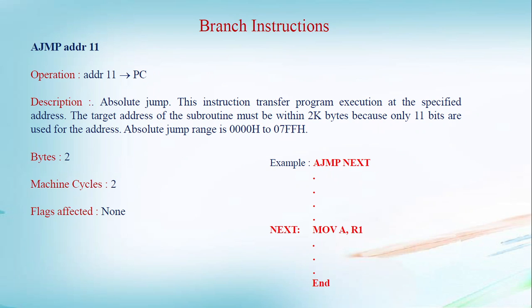Then AJMP ADDR11, which means absolute jump. This instruction transfers program execution to a specified address. The target address must be within 2 kilobytes. The absolute jump instruction range is 0000H to 07FFH. It requires 2 bytes and 2 machine cycles. Example, AJMP NEXT.